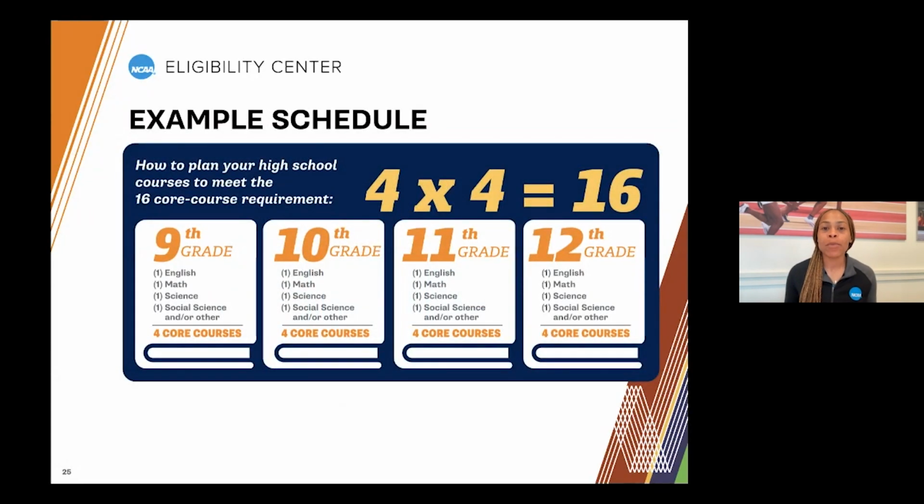Now, this is an example schedule that we like to share with high school counselors, coaches, student athletes, and their families. This shows that if student athletes are enrolled in at least 4 core courses each year, that is easy to meet that 16 core course requirement, and also a good way to meet that 10-7 if that student athlete is wanting to go compete at the Division I level.